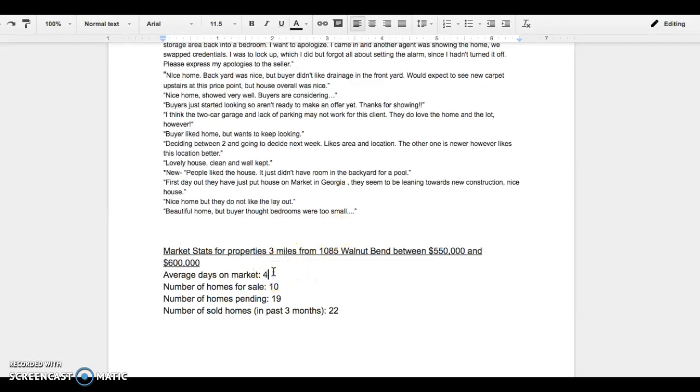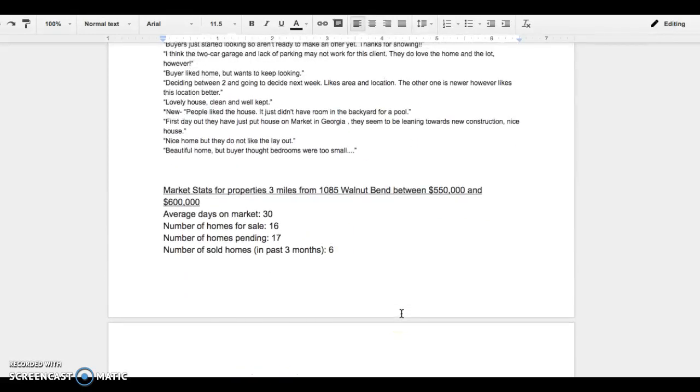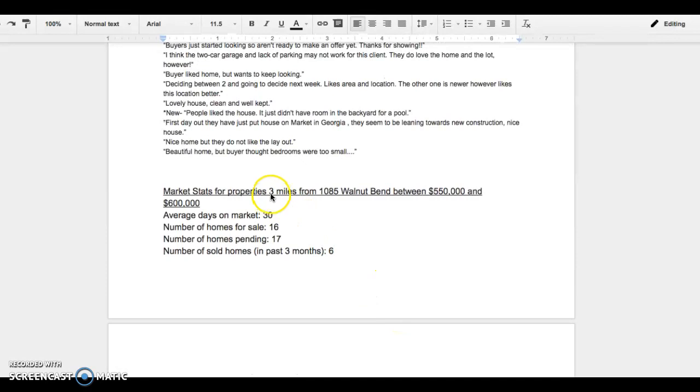So this is going down to 30. And then, how many homes for sale? Active was 16. And then 17 were under contract. And then 6 were closed. I think it went from 22 to 6. And I don't think I did 3 miles. I think we just did like a mile.